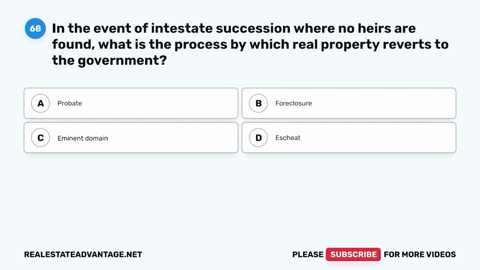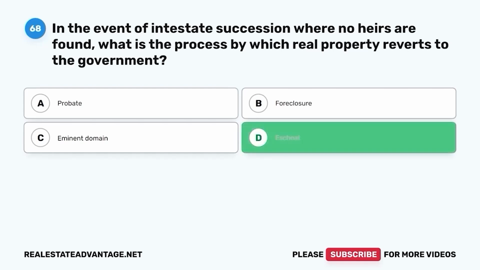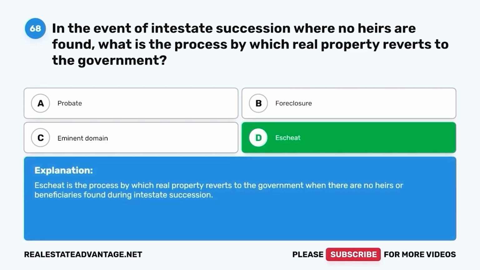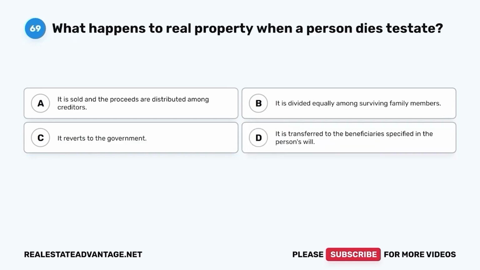Question 68. In the event of intestate succession where no heirs are found, what is the process by which real property reverts to the government? A. Probate. B. Foreclosure. C. Eminent domain. D. Escheat. The correct answer is D. Escheat. Escheat is the process by which real property reverts to the government when there are no heirs or beneficiaries found during intestate succession.